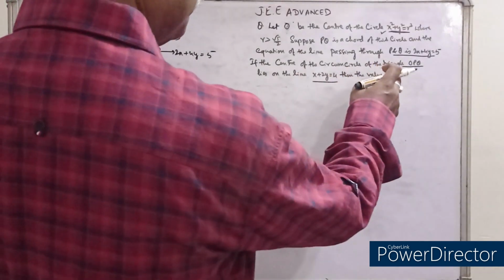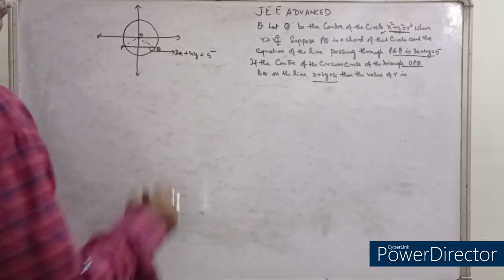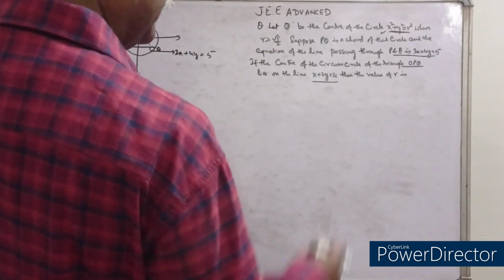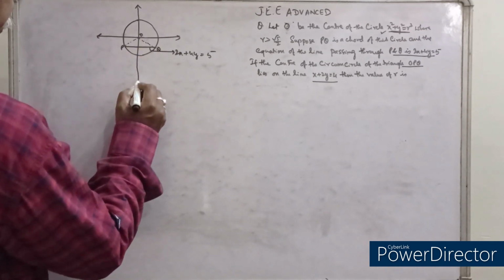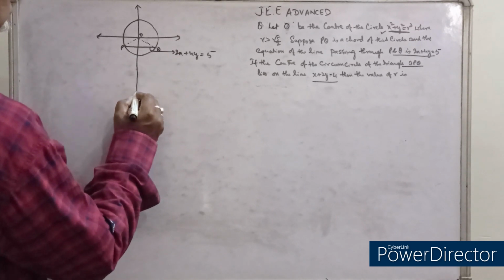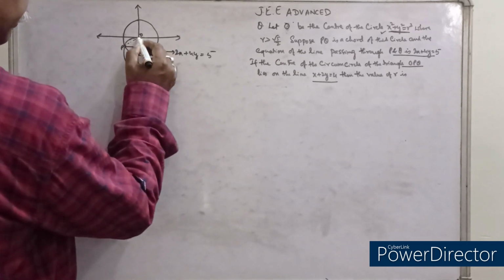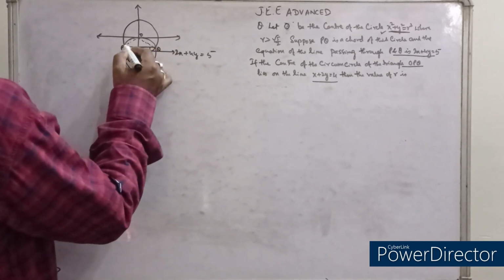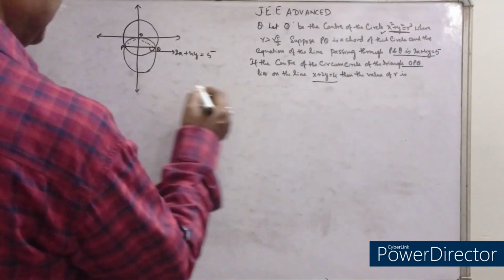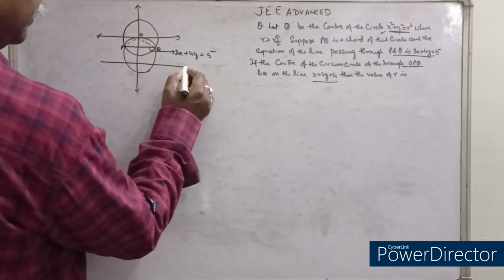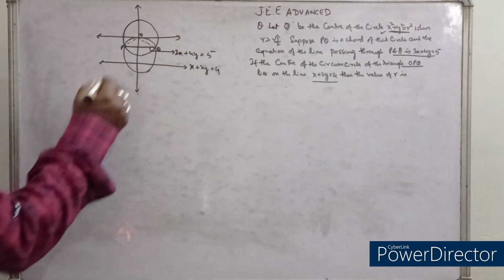If the center of the circle circumscribing the triangle OPQ, that means this is the triangle OPQ, lies on the line this, then the circle will be somewhat like this, because it is circumscribing the triangle OPQ. And the center of this circle lies on this line, x plus 2y is equal to 4.